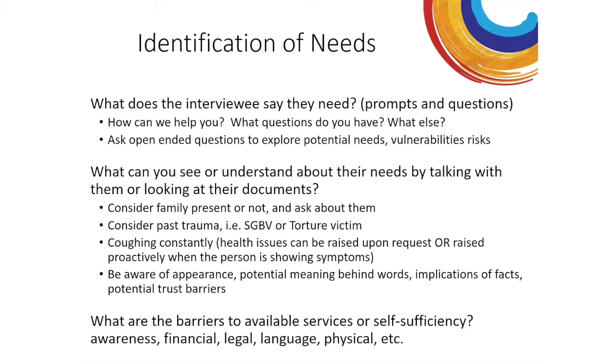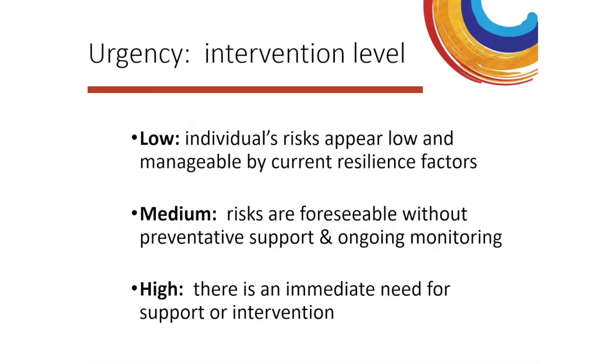Consider family members present or not present and ask about them. Consider fears, risks, and vulnerabilities that may color the words that they use. Consider also the barriers to trust and barriers to access that stand in their way. Consider also the urgency of the situation, whether risks appear low and manageable, whether risks are foreseeable unless we provide some kind of preventative support, or whether there are immediate risks that require prompt intervention.